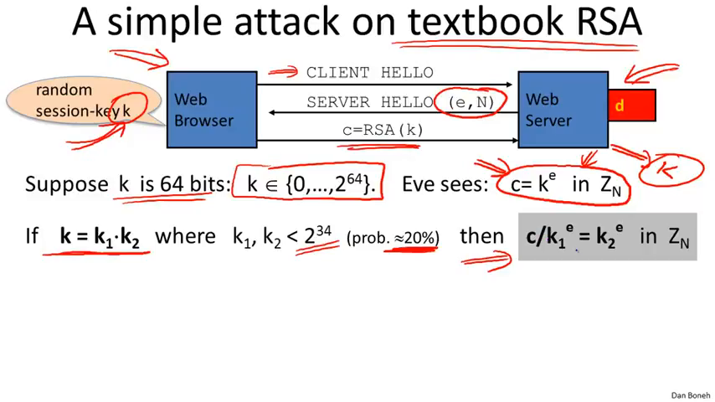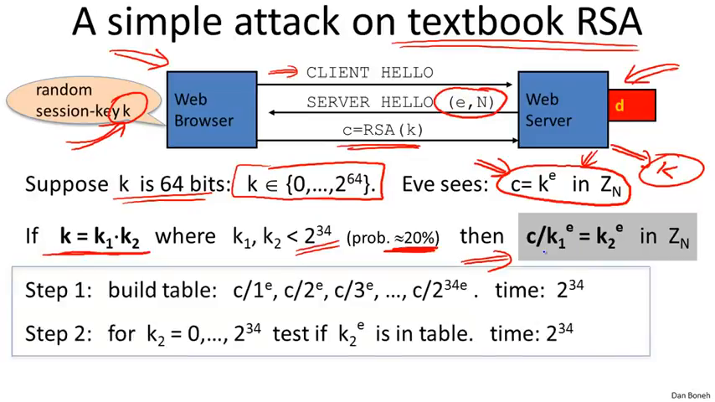So now we have two variables in this equation. Of course, C is known to the attacker, E is known to the attacker, and N is known to the attacker. The two variables in this equation are K1 and K2, and we've separated them into different sides of the equation, and as a result we can now do a meet in the middle attack on this equation. So let's do the meet in the middle attack.